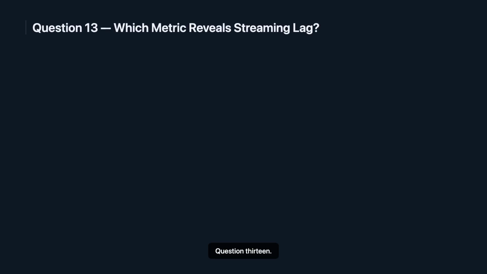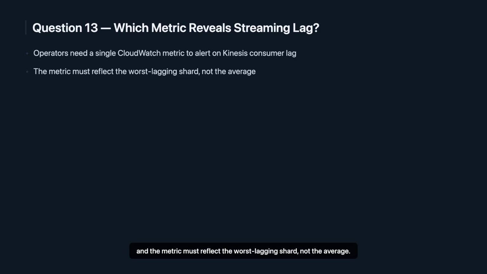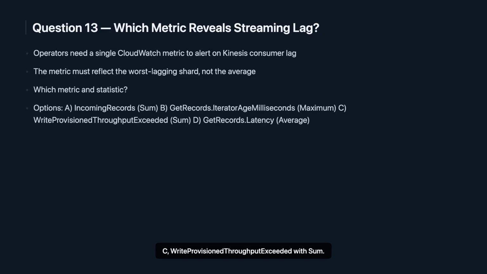Question 13. Operators need a single CloudWatch metric to alert on Kinesis consumer lag, and the metric must reflect the worst lagging shard, not the average. A, IncomingRecords with sum. B, GetRecords.IteratorAgeMilliseconds with maximum. C, WriteProvisionedThroughputExceeded with sum. Or D, GetRecords.Latency with average. 2 qualifiers: to track consumer lag and worst lagging shard.